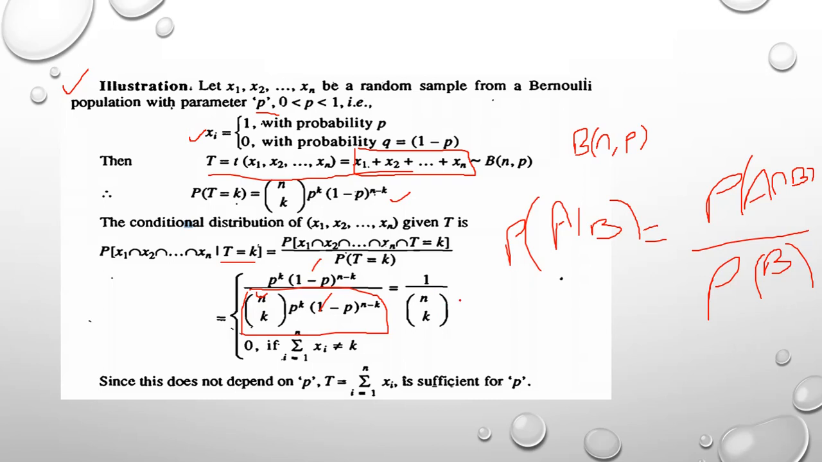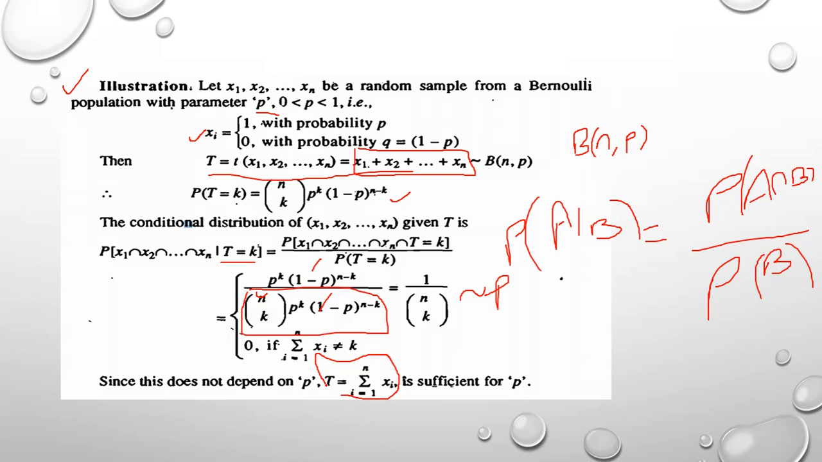Here this is independent of the parameter p, so the summation of xi is the sufficient statistic for the given family of distributions. Either way, you can take the binomial distribution. Okay, this is a simple example. In every distribution, finding the conditional distribution is difficult. If you take the normal distribution or gamma distribution, you face a lot of difficulties in finding conditional distributions.